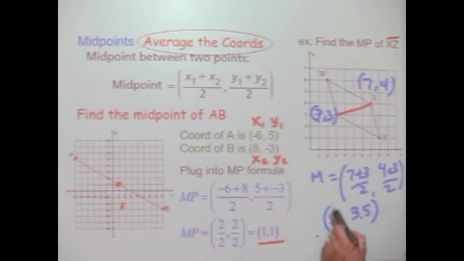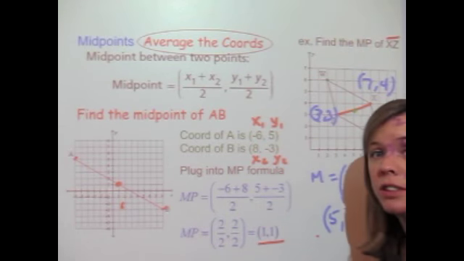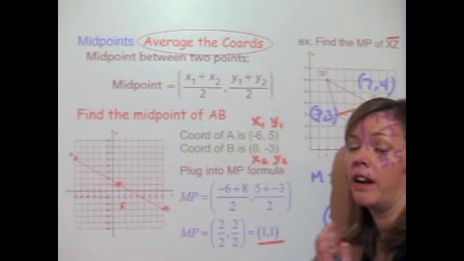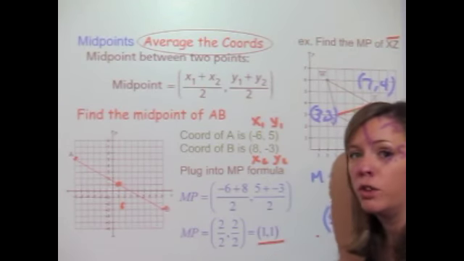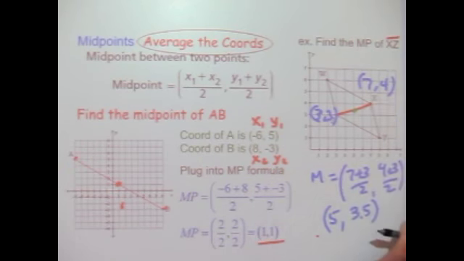So let's look at that point. Over 5, up 1, 2, 3.5. Yep, that looks like it's in the right spot. In my experience, I've seen lots of problems with midpoints that have fractional coordinates. So don't worry about that. Just deal with the fraction, reduce it as much as you can.